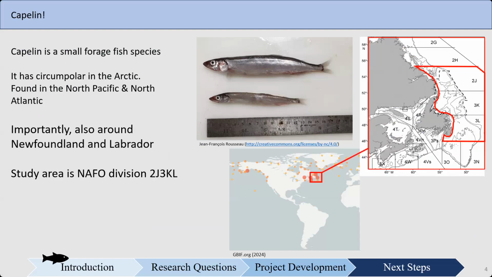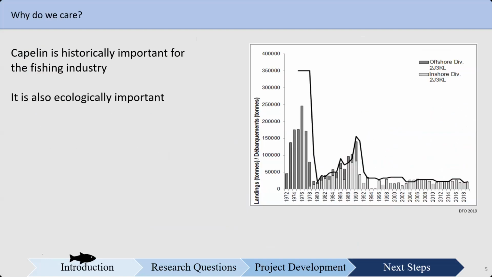And this is important for me because I'm going to be studying the NAFO division 2J3KL capelin stock. And this stock is in the region of the northeastern Newfoundland shelf and the northern Grand Banks. So capelin is an important fish for the fishing industry here in Newfoundland, with peak catches being around 250,000 in the late 1970s. But it's also a very ecologically important species.